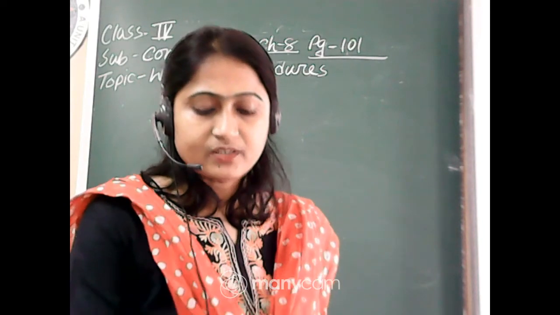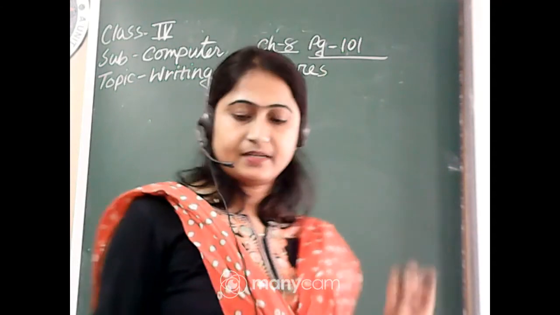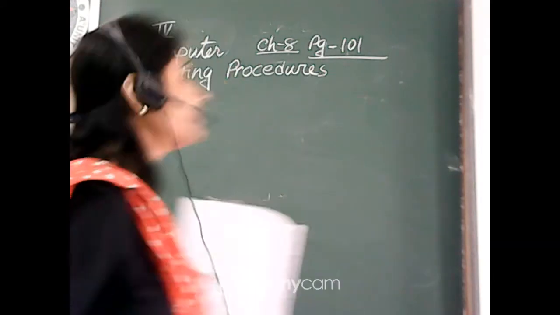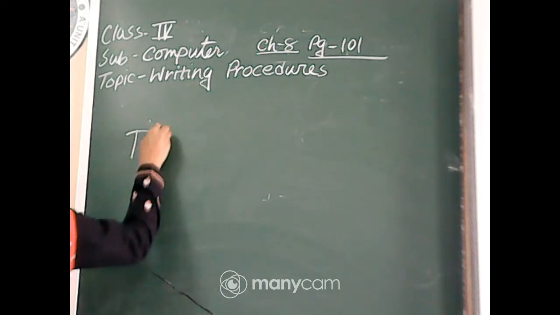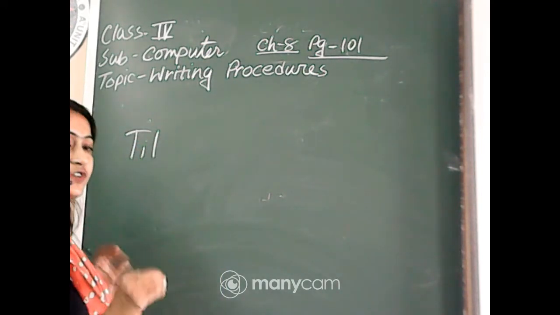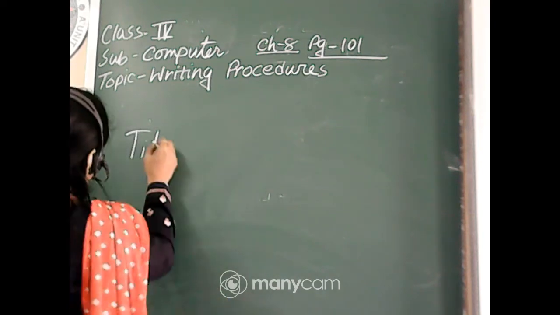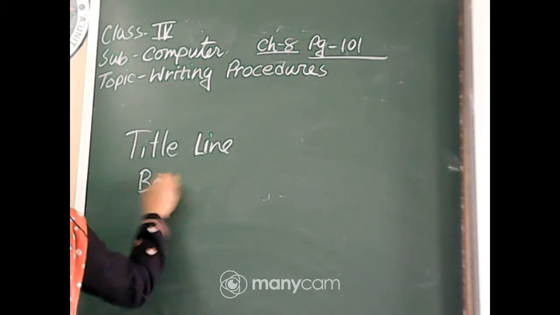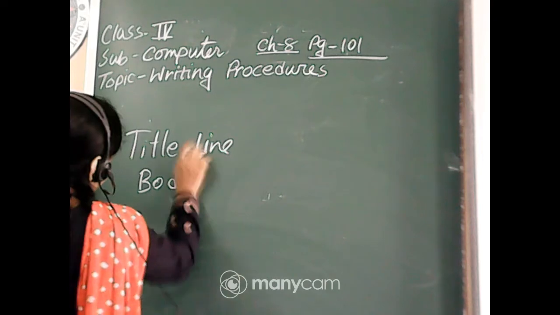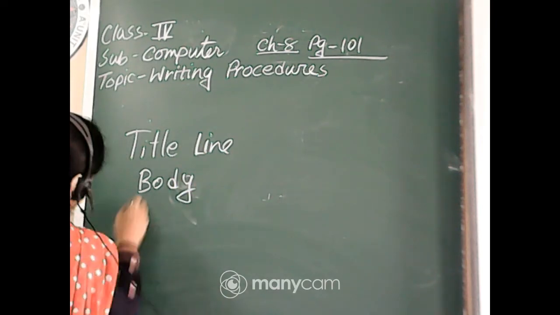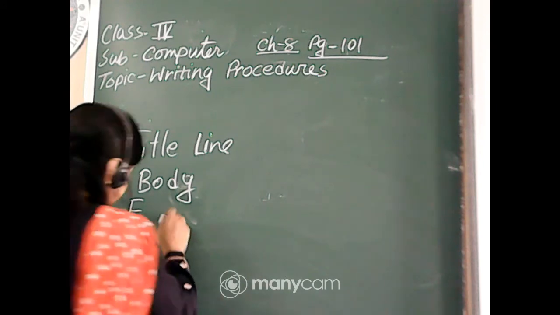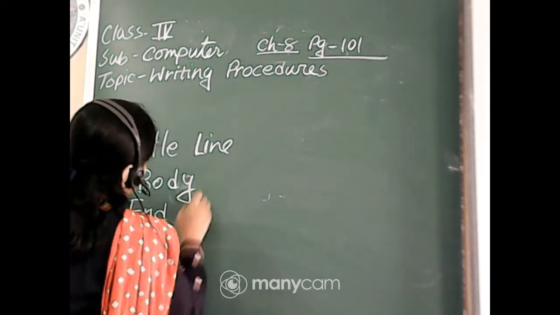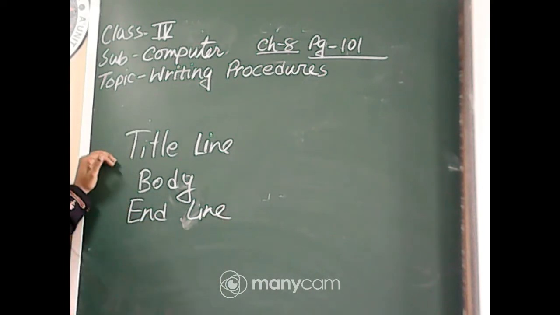A procedure contains three essential parts. One is the title line, next is the body, and then the end line. Title line, then body, and then end line. That means a procedure has three parts: title line, body, and end line.